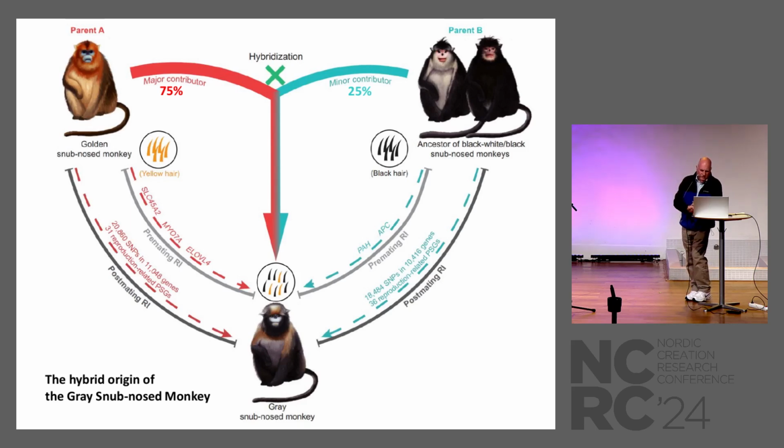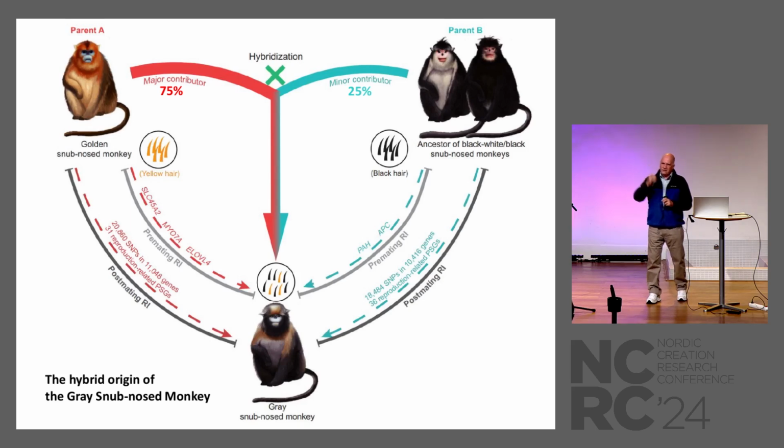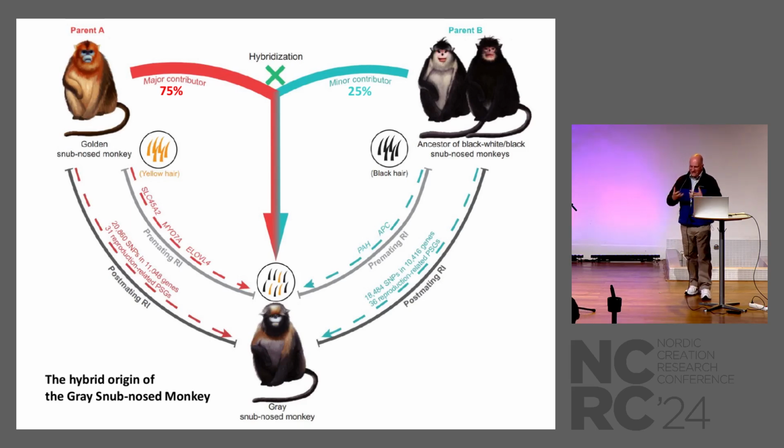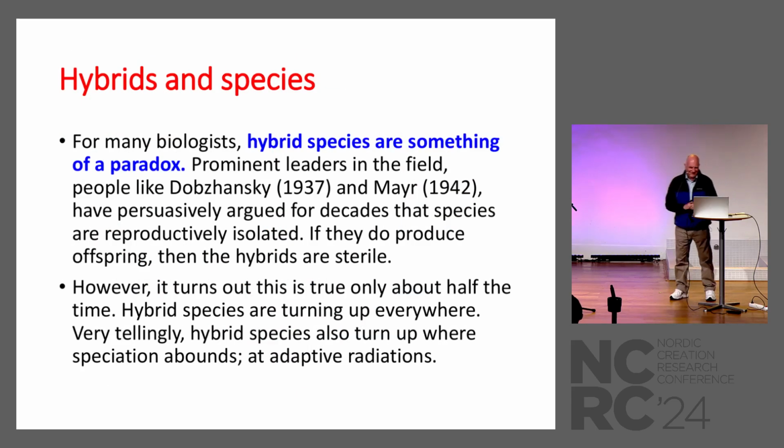It's about the grey snub-nosed monkey, and it turns out that it's a hybrid of the golden snub-nosed monkey and the black snub-nosed monkeys, and when they hybridize they give rise to the grey snub-nosed monkeys. These are real tangible examples of species. We're not talking about some wishful thinking here.